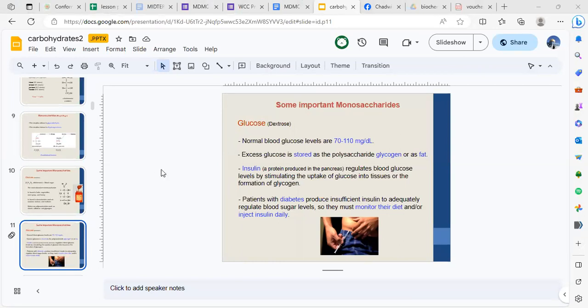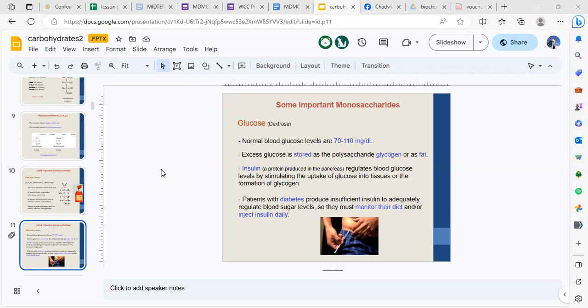Okay, we have mentioned this hormone before. Insulin is important in regulating blood glucose levels. This is done by stimulating the uptake of glucose in tissues and the formation of glycogen. So it's very important in the maintenance of the blood glucose levels.